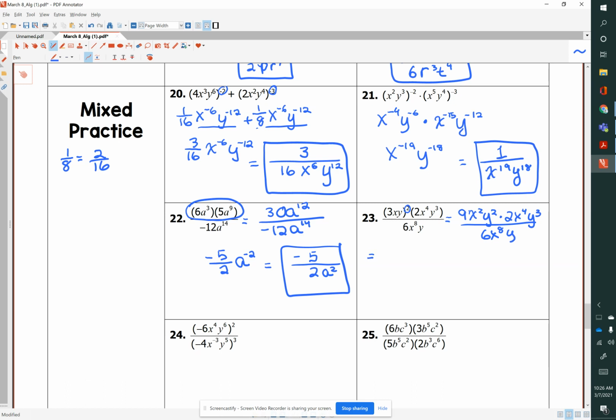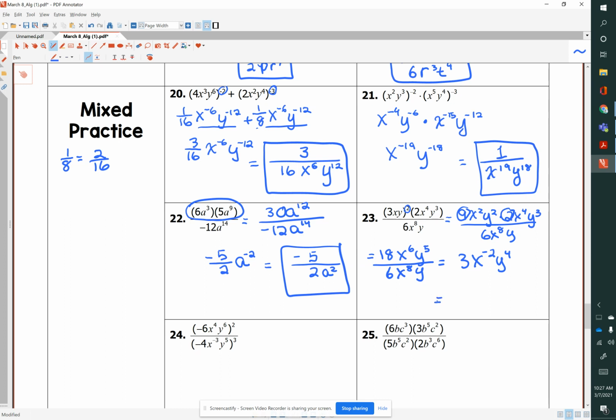So now 9 times 2 is 18. X to the second times x to the fourth is x to the sixth power. Y to the second times y to the third is y to the fifth power, divided by 6x to the eighth, y. 18 divided by 6 is 3, and x, 6 minus 8 is negative 2. Y, 5 minus 1 is y to the fourth.